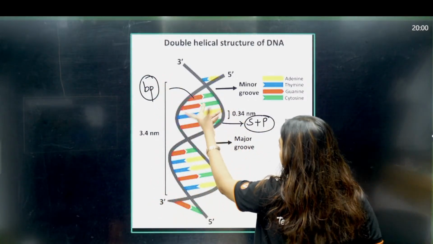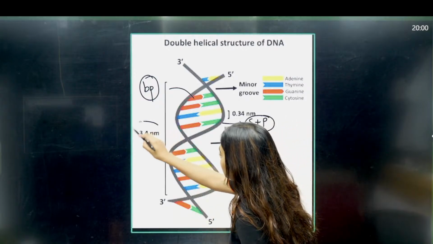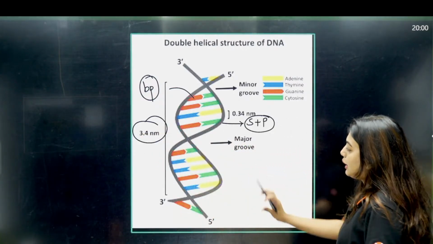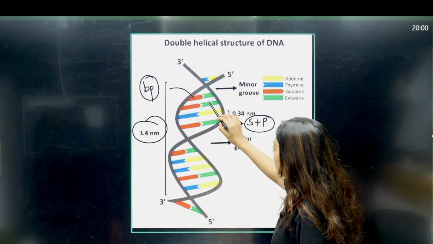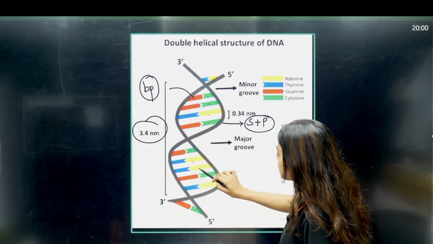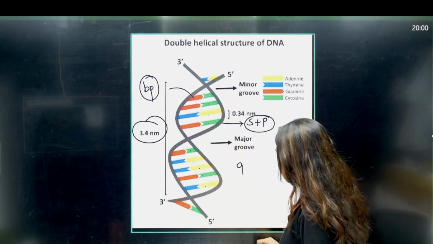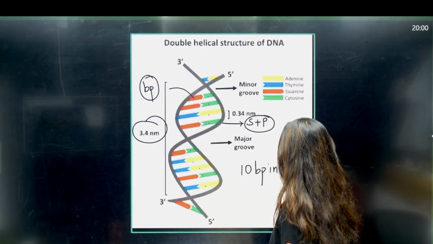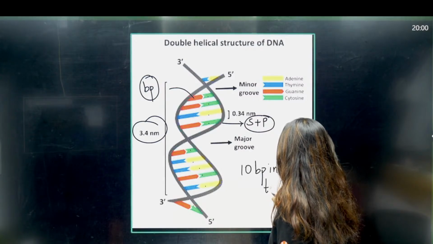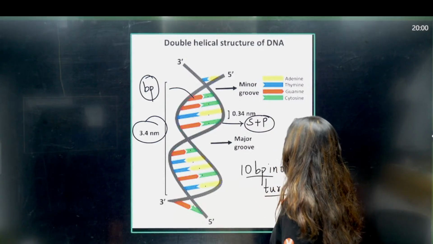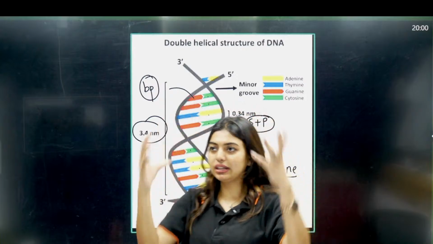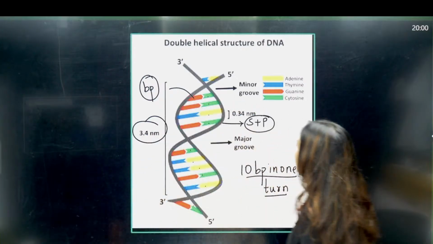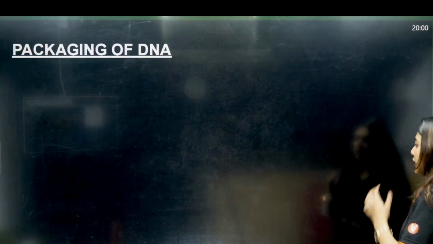And you see one turn will be 3.4 nanometer, and in one turn how many base pairs will be there? 1, 2, 3, 4, 5, 6, 7, 8, 9, 10 base pairs will be there in one turn. Technically this diagram will not prove it, but in one turn you will see 10 base pairs. Clear? Salient features are clear.